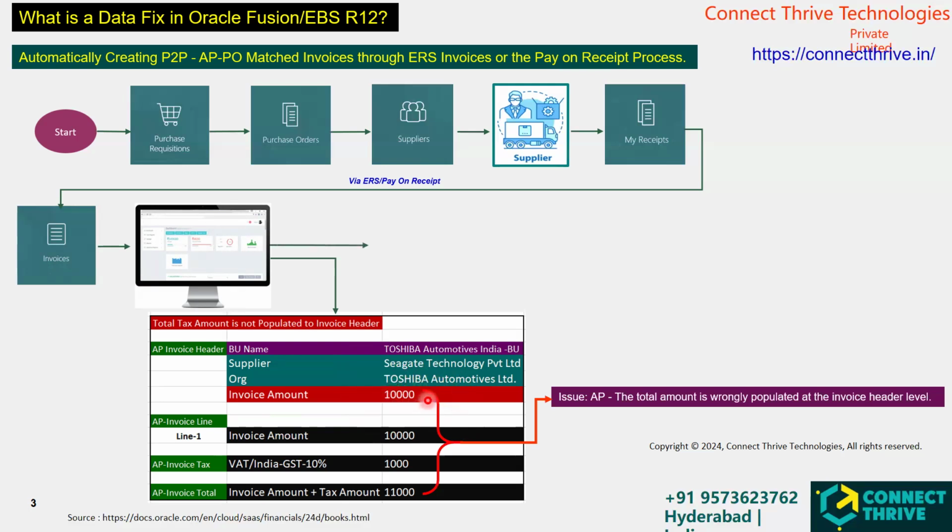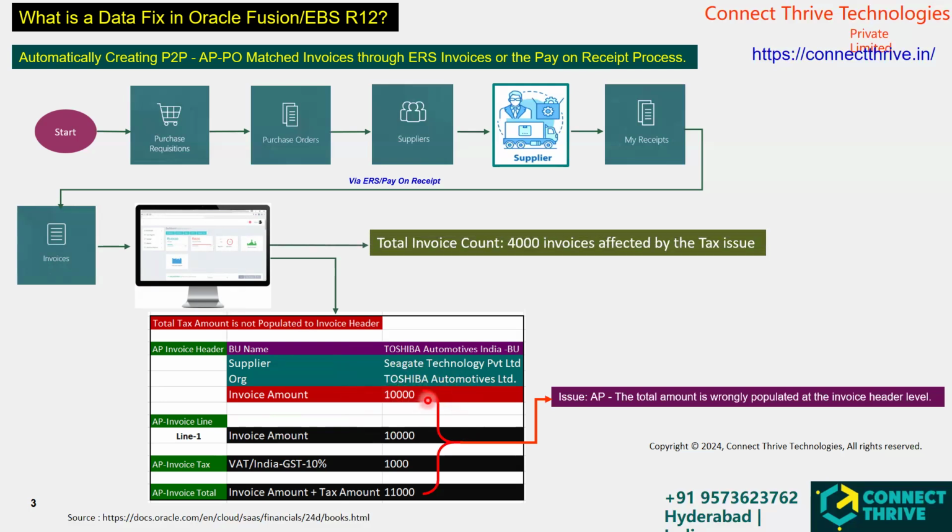Like that, for the same issue, we have a total invoice count of 4,000 invoices affected by the tax issue. For these 4,000 invoices, we are facing the same issue. So this is the issue description. Now, to resolve this tax issue, to update the tax plus line amount properly in the header amount, I'm going to create an SR.